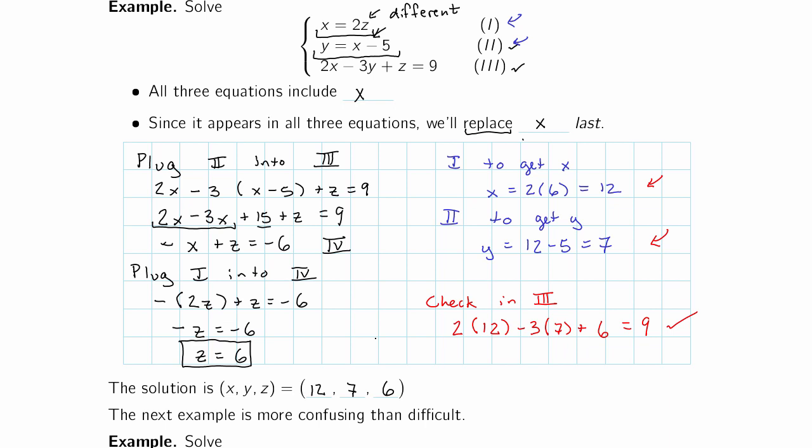This system was set up to make substitution easy, but we had to do it in 2 rounds because x and y were given in terms of different variables. We chose the order that we did for the rounds because we wanted to replace the variable that occurs in all three equations last. Okay, let's see another example, which is more confusing than difficult.